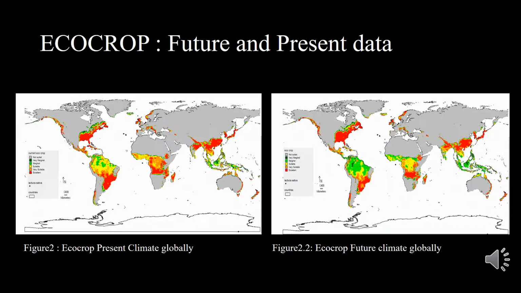Eco-crop identifies a plant species with key climate and soil requirements that match the data that has been entered into the GIS. By assessing the current visual aid, we notice that in Figure 2, Central Africa has excellent suitability and very suitable areas to grow lettuce. However, when we compare it to Figure 2.2, we notice that the area has now become marginally suitable for the growth of lettuce.